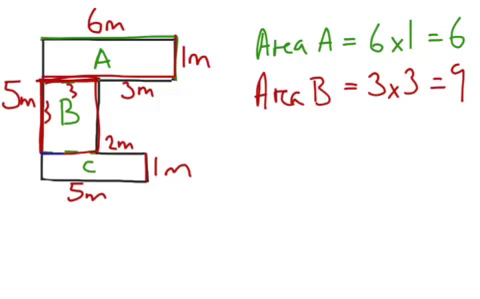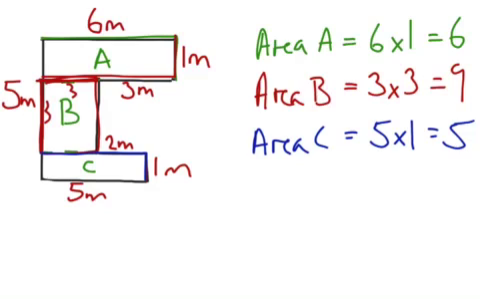And finally, my last rectangle, rectangle C, there's the length, that's 5. This is 1 meter in breadth. So area C is 5 by 1, which is 5. Now just to finish it off then, let's add it. The total area is equal to 6 plus 9 plus 5, that's 20.